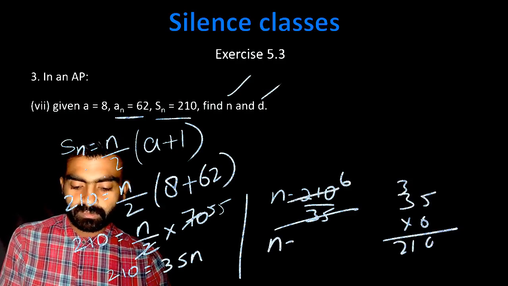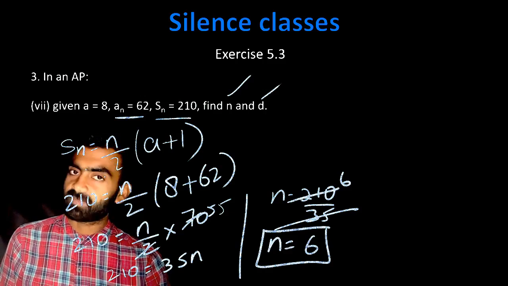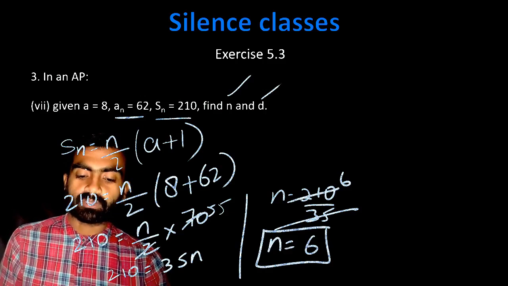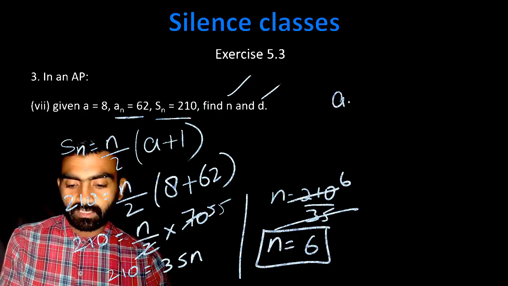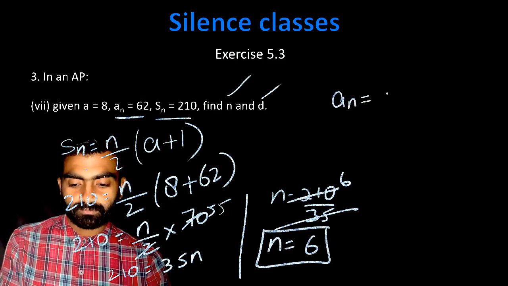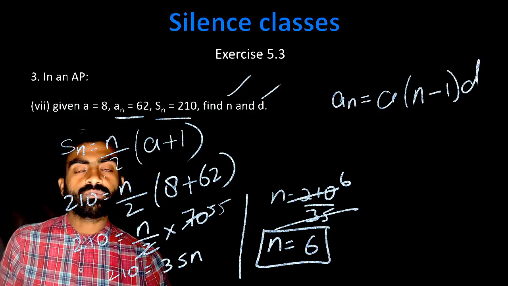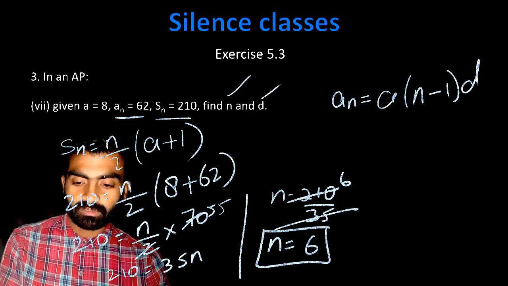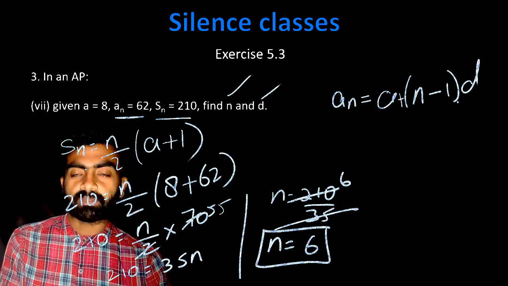Okay, so n is equal to 6, meaning the number of terms is 6. Now what we have to do is find the common difference. So we can say a_n is equal to a plus (n minus 1)d. By using this particular formula we can find it.